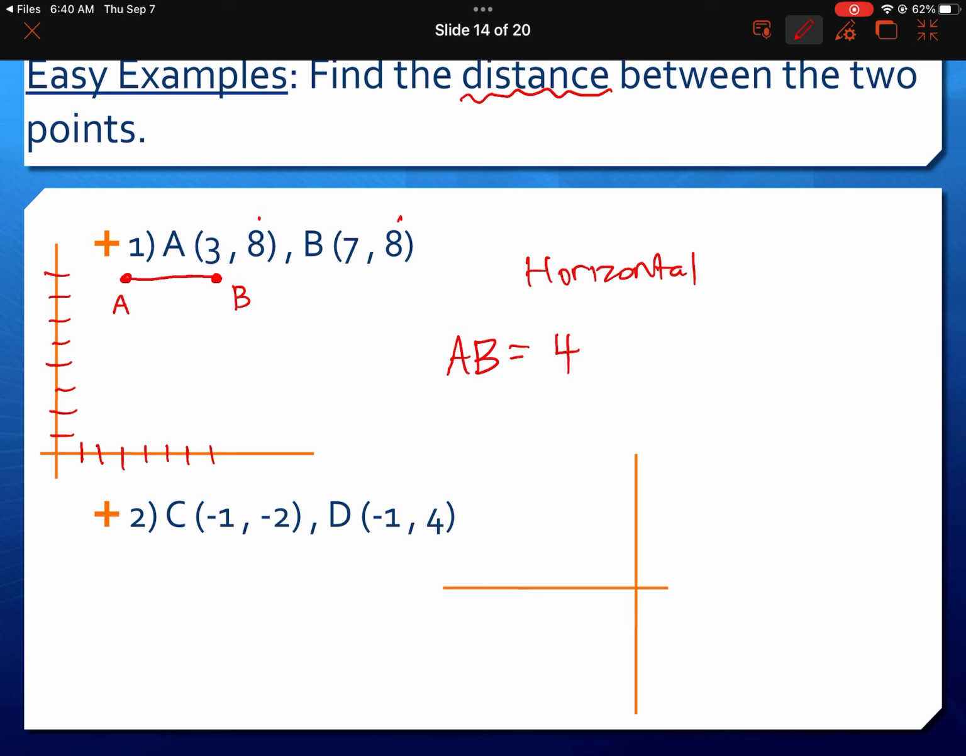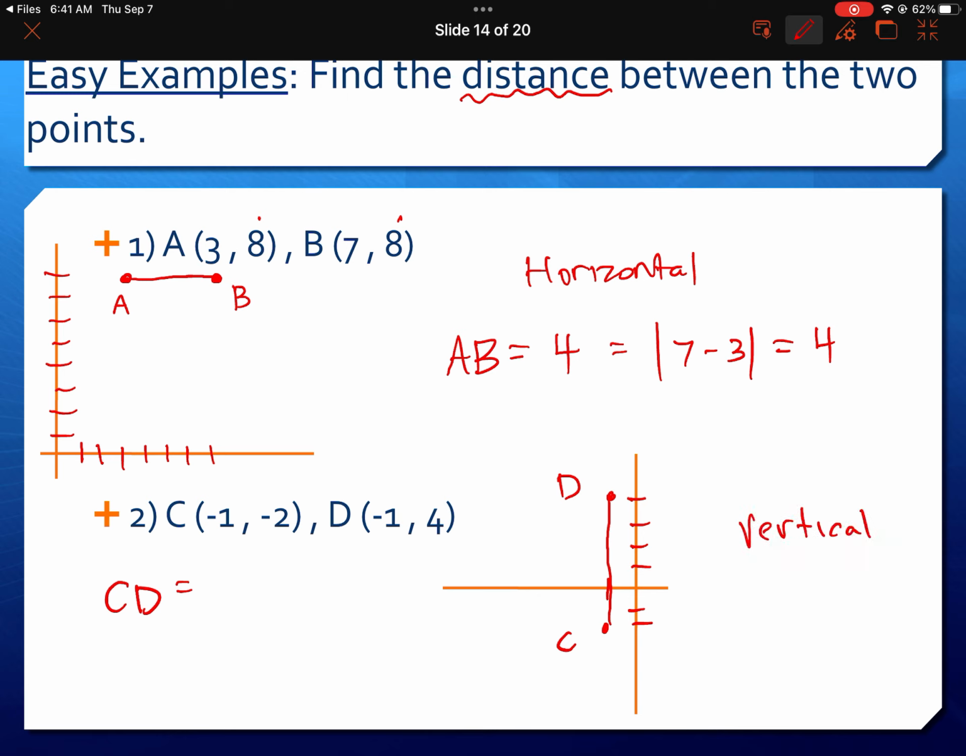Number 2, same deal. We're going to go 1 to the left, 2 down, that's point C. Point D, 1 to the left, we're going to go 4 up. Instead of finding the midpoint of that segment, we want to find the length of it, or the distance between the points. Again, this is vertical, and it's vertical because the x values match.